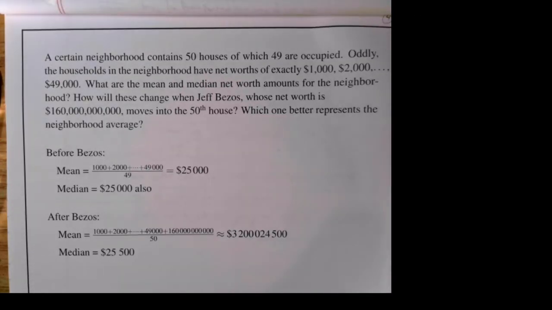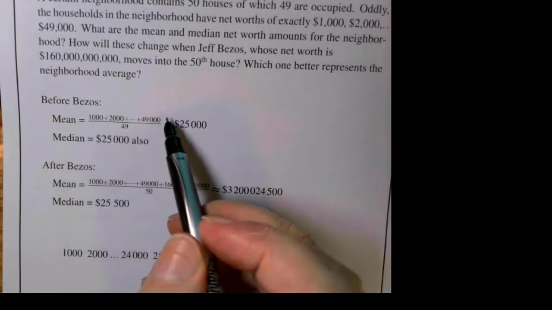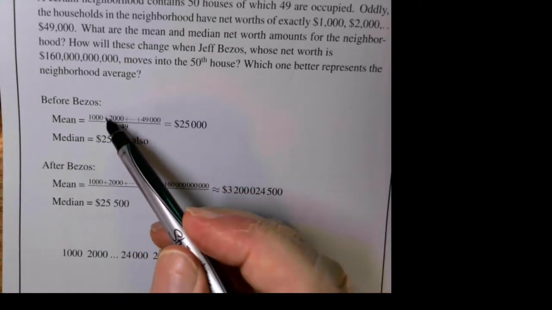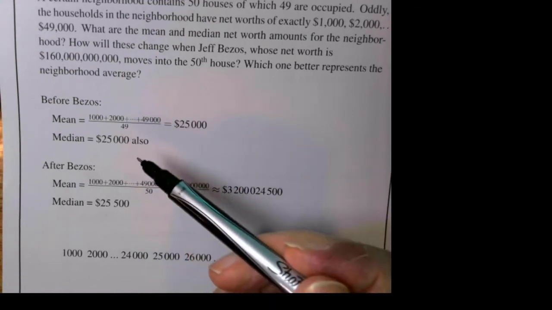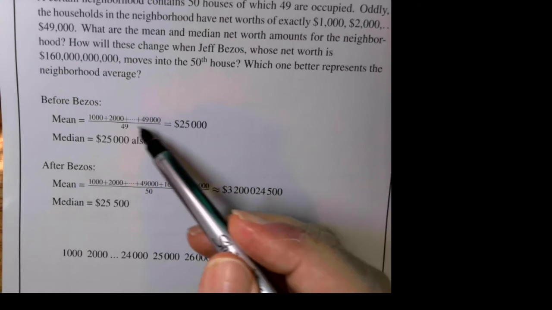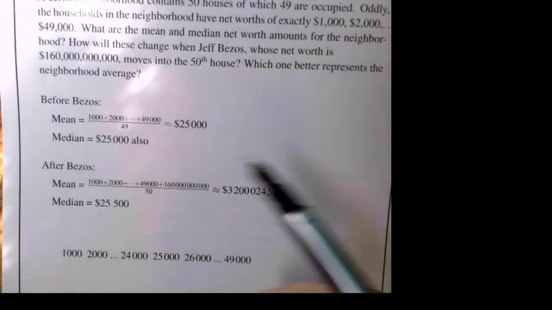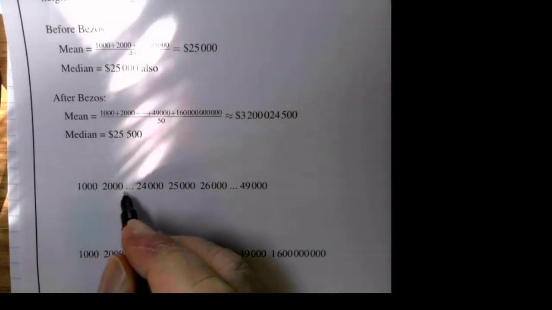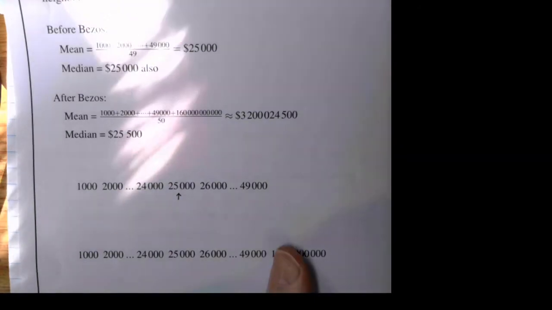So I'm not going to calculate these in front of you because they're already done here. But here's the average before Bezos moves in, AB, if you will. You would add up all the net worths of the 49 households and divide by the number of households, which would be 49, and you'd get a mean of exactly $25,000. You'd also get a median of $25,000, right? If you count it up, there'd be 49 different values here, and right in the middle would be $25,000.